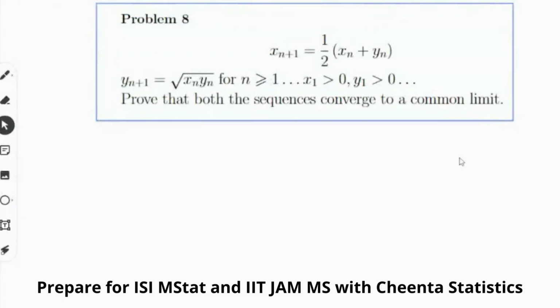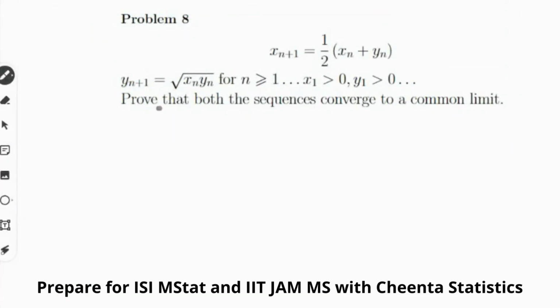So let's come to this solution. Any ideas? Both the sequences converge to good limits. You can easily understand number one: xn is greater than 0 and yn is greater than 0, all of them by induction.